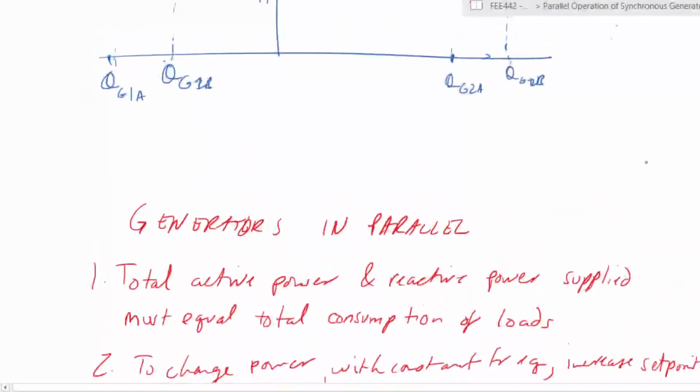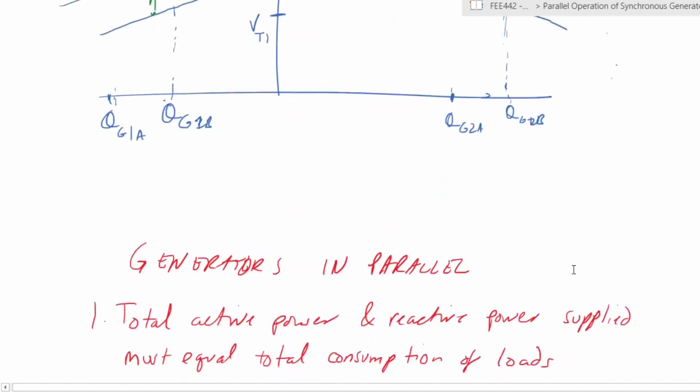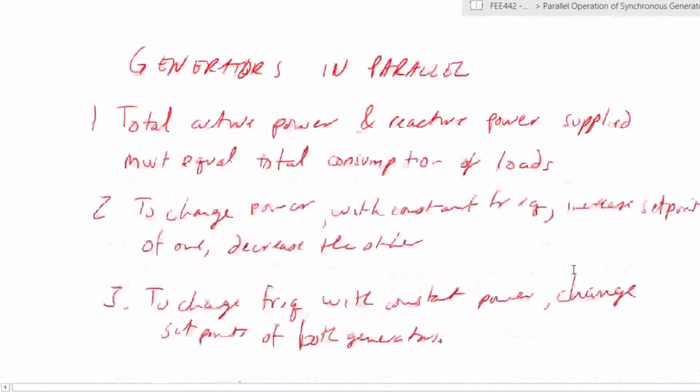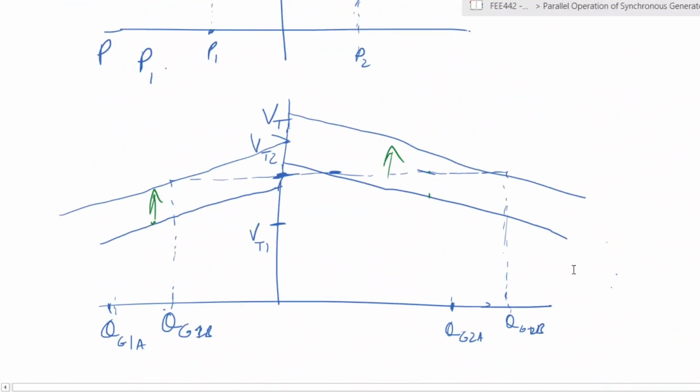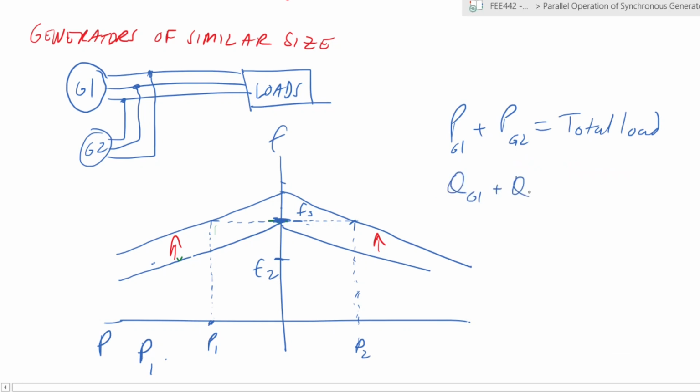Okay. So those are the impacts of various types of power changes to systems that are either with infinite bus bars, working alone, or working with two generators next to each other, right? So generators in parallel require certain changes. So essentially, in order to match the loads, rule number one has to be the power being supplied must match the load. Okay, and this applies to both P and Q. So both active power and reactive power. So Q of G1 plus Q of G2 must be equal to total load.